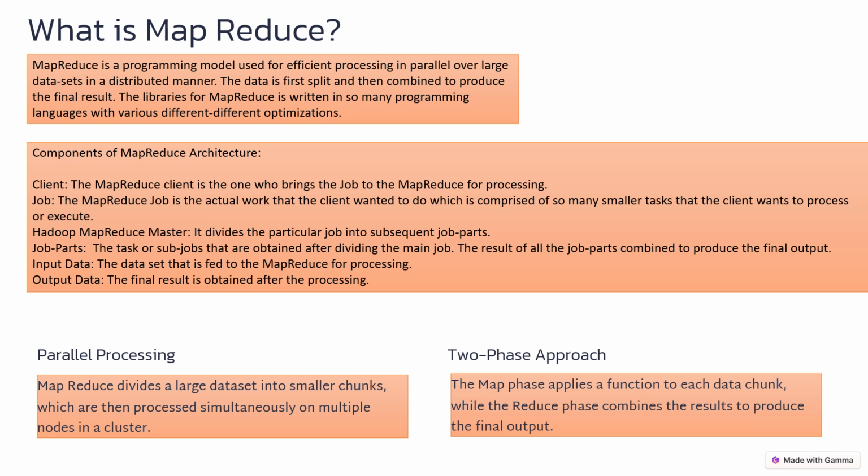Talking about parallel processing, MapReduce divides a large dataset into smaller chunks, which are then processed simultaneously on multiple nodes in a cluster. Two-phase approach. The map phase applies a function to each data chunk, while the reducer phase combines the results to produce the final output.